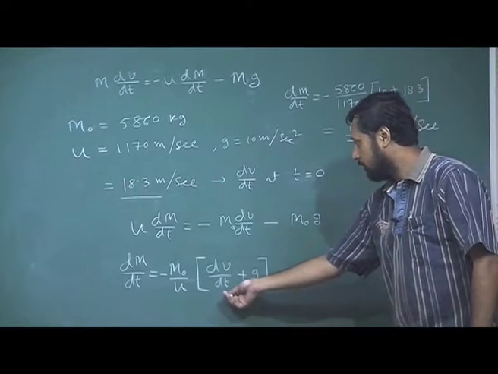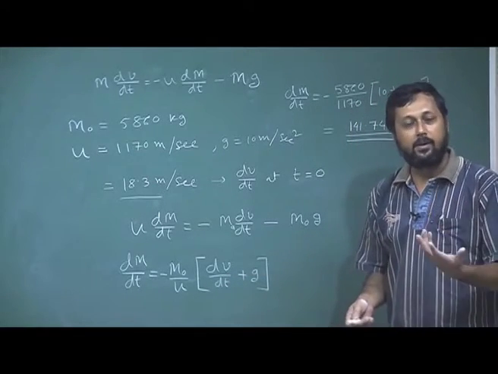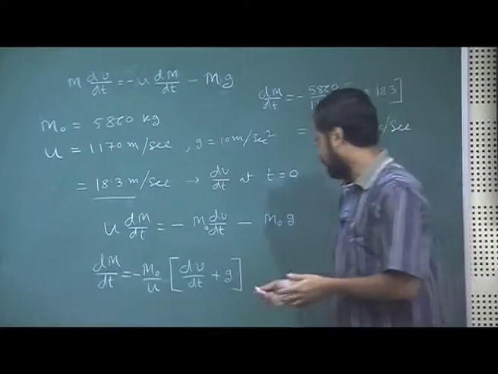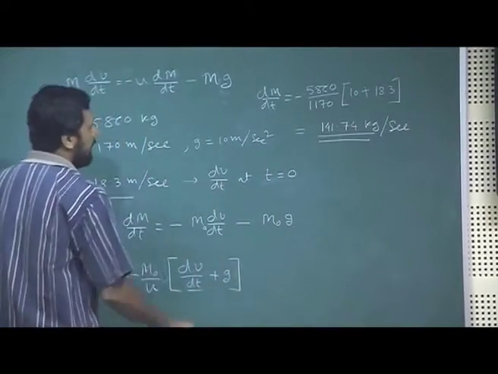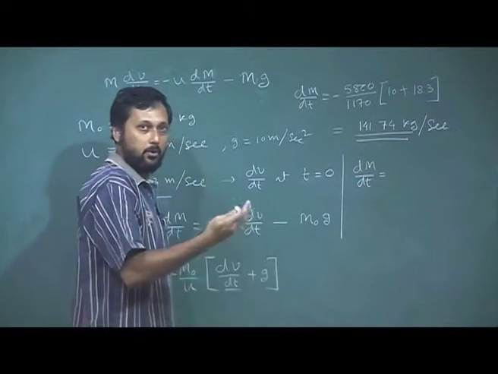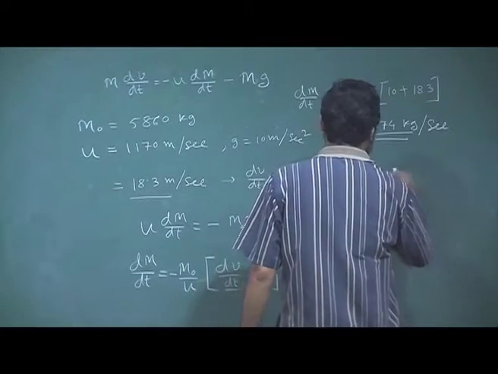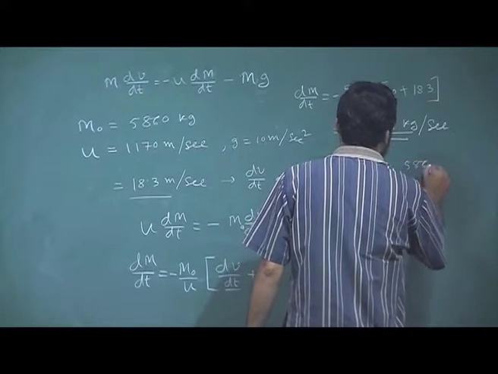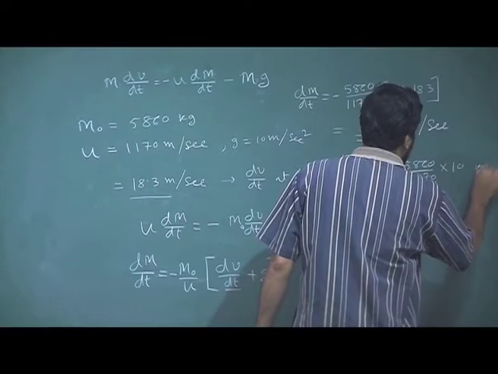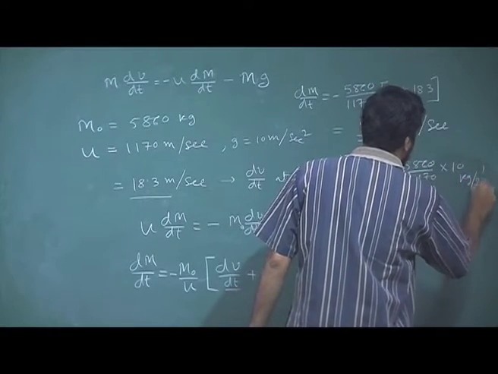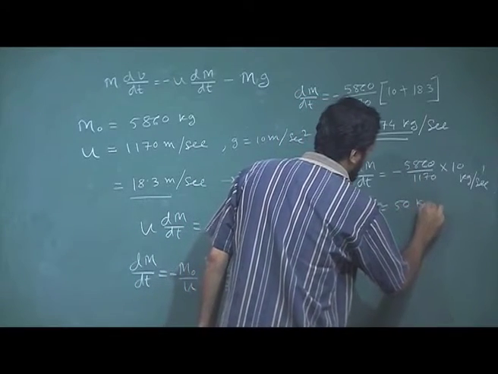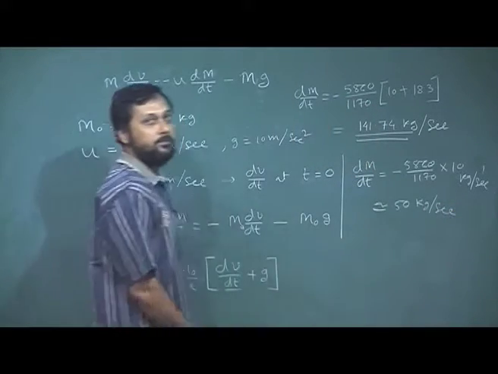Now, if dV/dt becomes 0, we can also calculate the required exhaust rate for that. So, we just simply put dV/dt equal to 0 in this equation. So, your dm/dt in that case, when the rocket is leaving with 0 relative velocity with the ground, will be minus 5860 by 1170 into 10 kg per second, and if you recall this was almost 5. So, it will be approximately 50 kg per second.